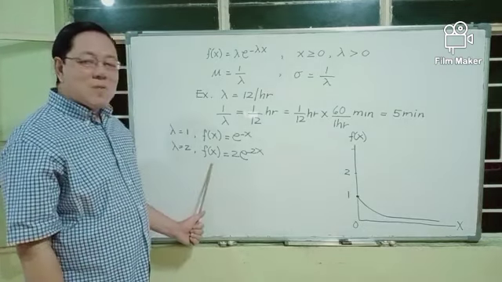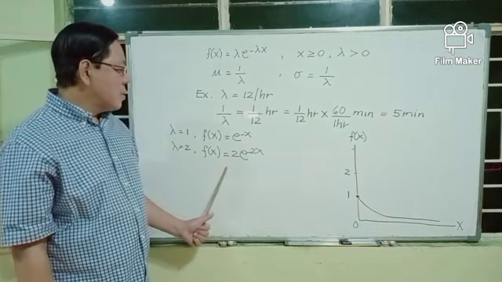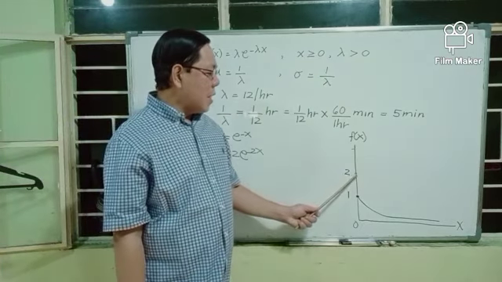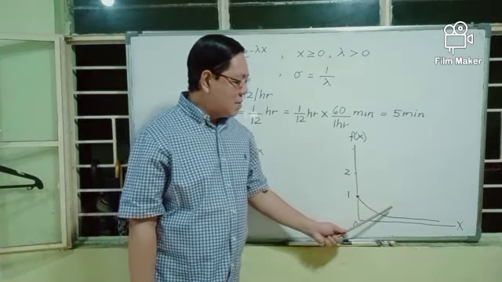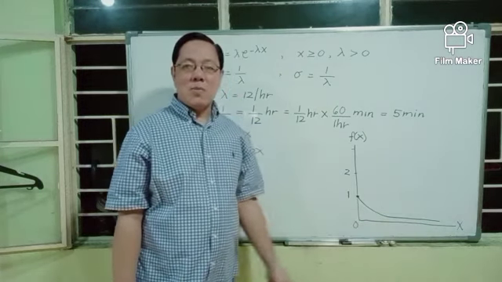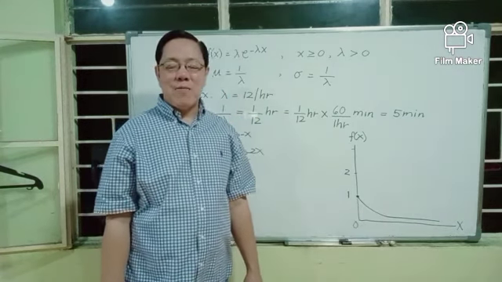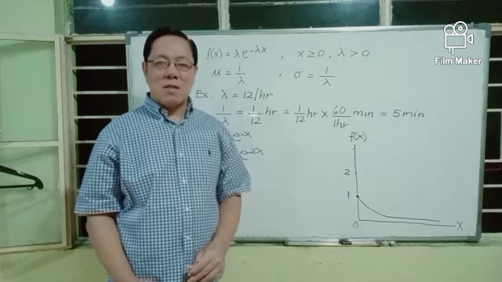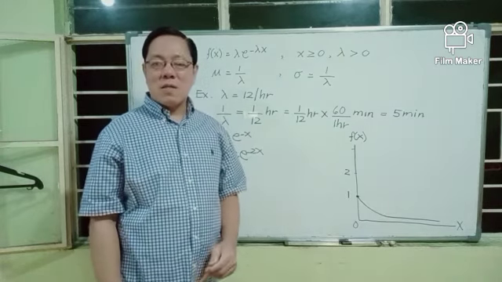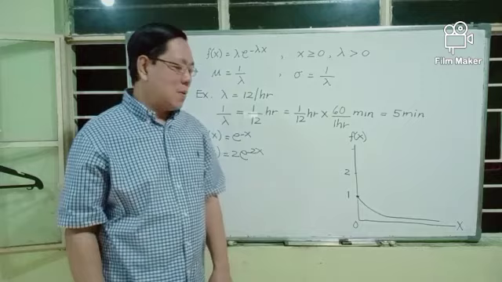So the graph of this probability density function will start from 2 and will decrease. And it will approach the x-axis but never intersect the x-axis. And we call the x-axis the horizontal asymptote.